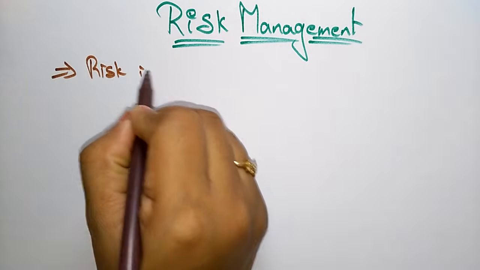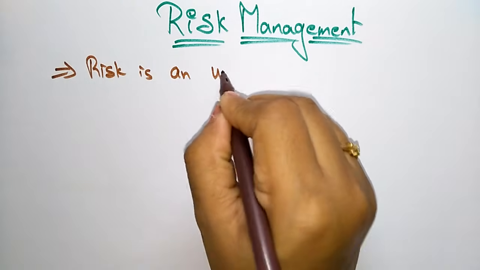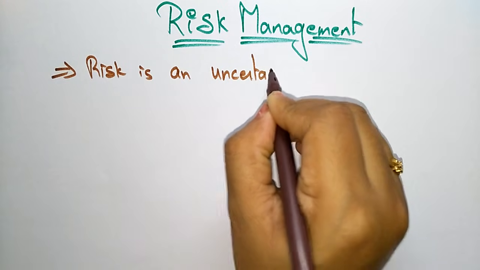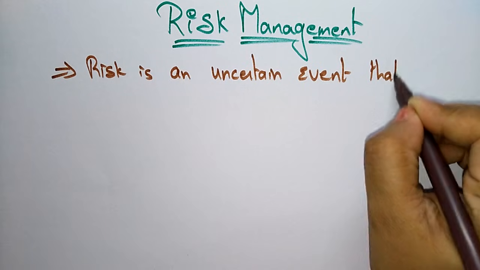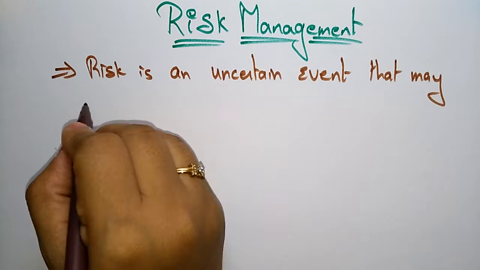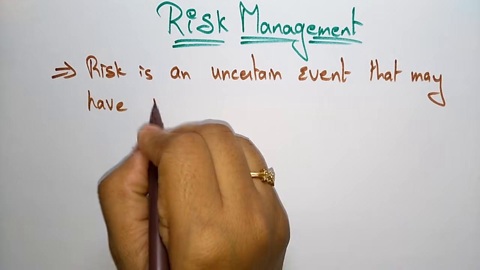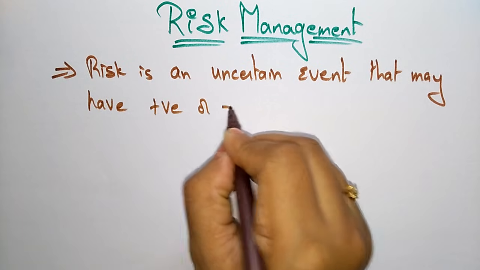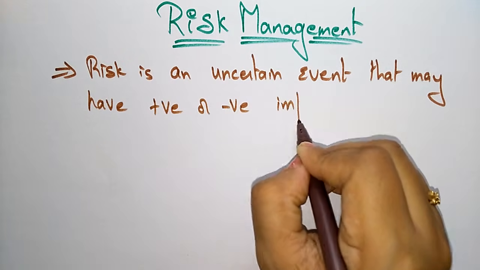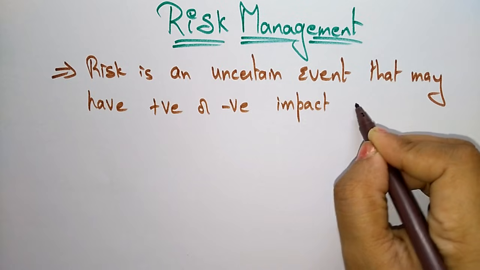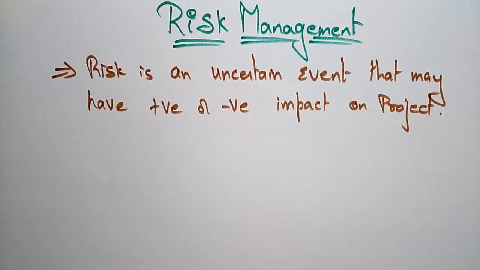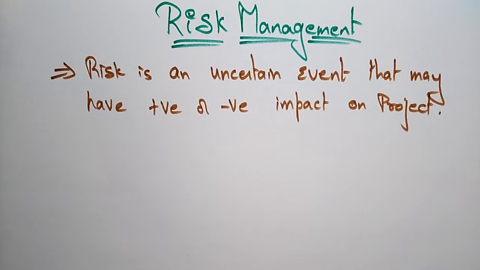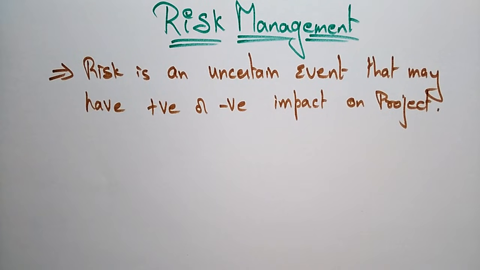Risk is an uncertain event. You call it an uncertain event that may have a positive or negative impact on the project. It leads to good or it leads to bad. Risk is an uncertain event that may have positive or negative impact on the project.